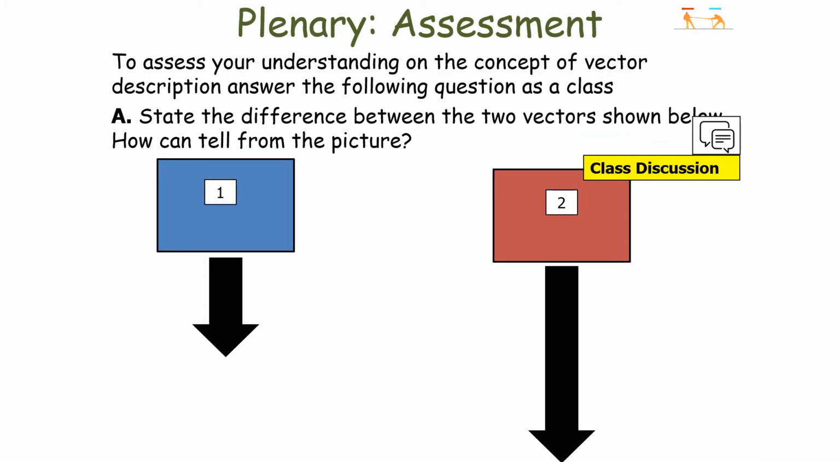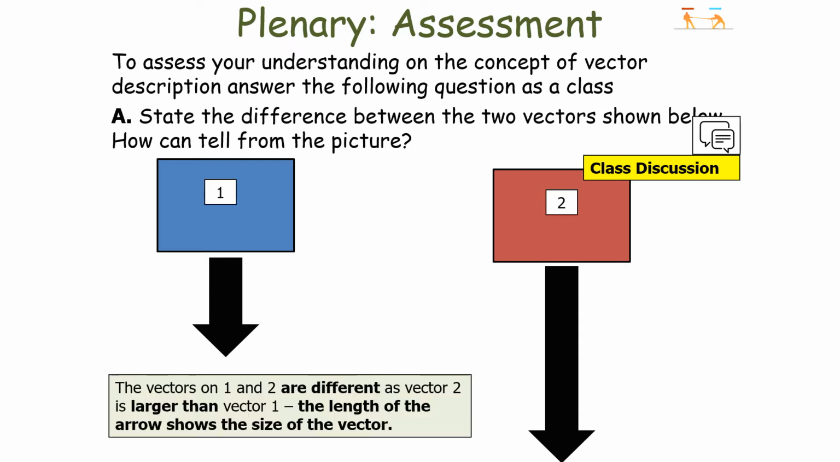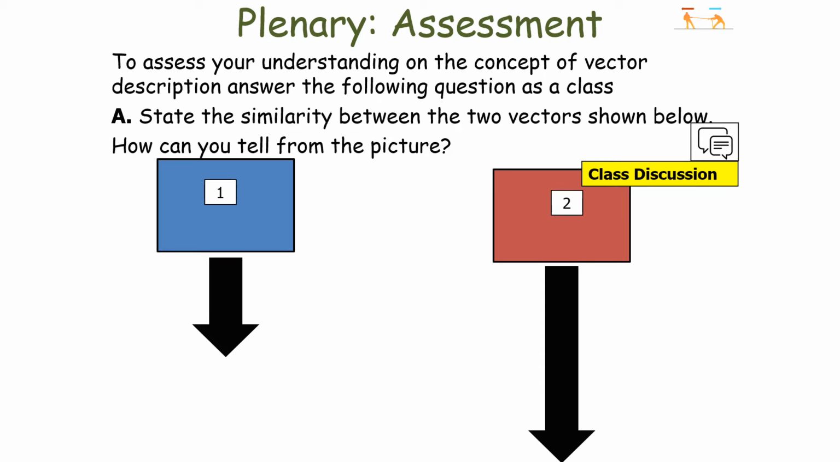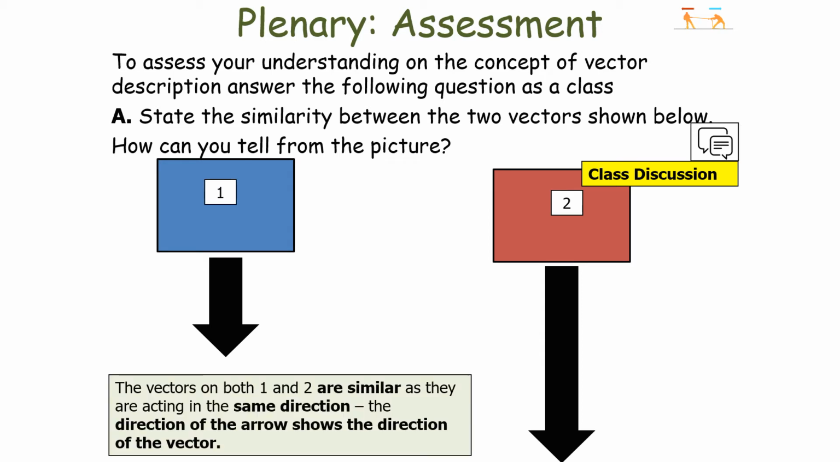So how can you tell that in this particular example the two vectors are different from each other, and what is that particular difference? Well, the vectors 1 and 2 are different as vector 2 is larger than vector 1. You can see this because the length of the arrow shows the size of the vector, and vector 2 has a longer arrow than vector 1. What's a similarity between the two vectors shown in the diagram, and how can you tell it? Well, the similarity is that vectors 1 and 2 are both acting in the same direction because the arrow is pointed in the same direction, and that shows the direction of the vector.